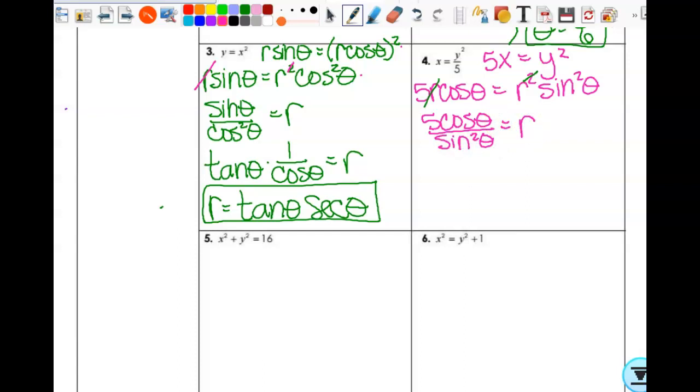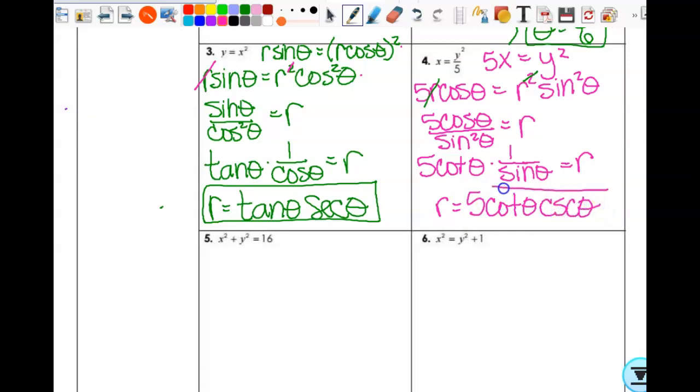What is cosine over sine? Cotangent. So I'm going to get 5 cotangent theta times 1 over sine theta equals r. And then what is 1 over sine theta? Cosecant. So this will be 5 cotangent theta, cosecant theta.